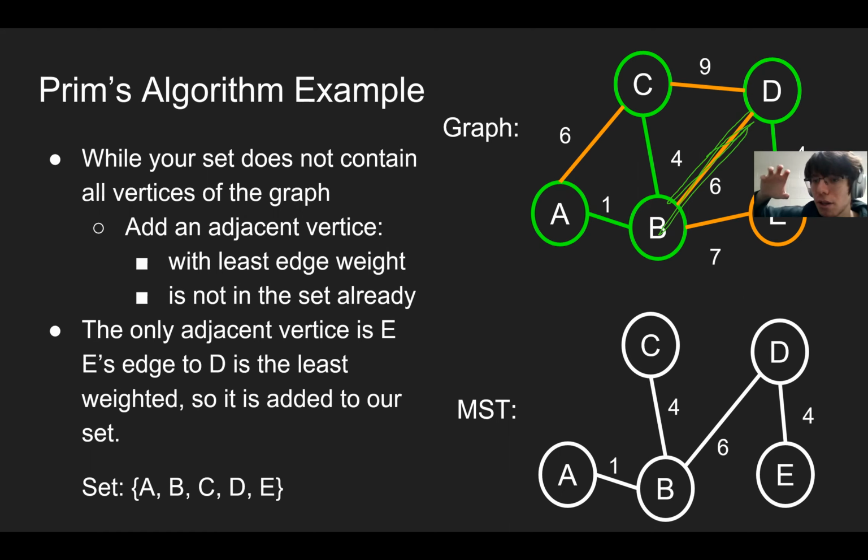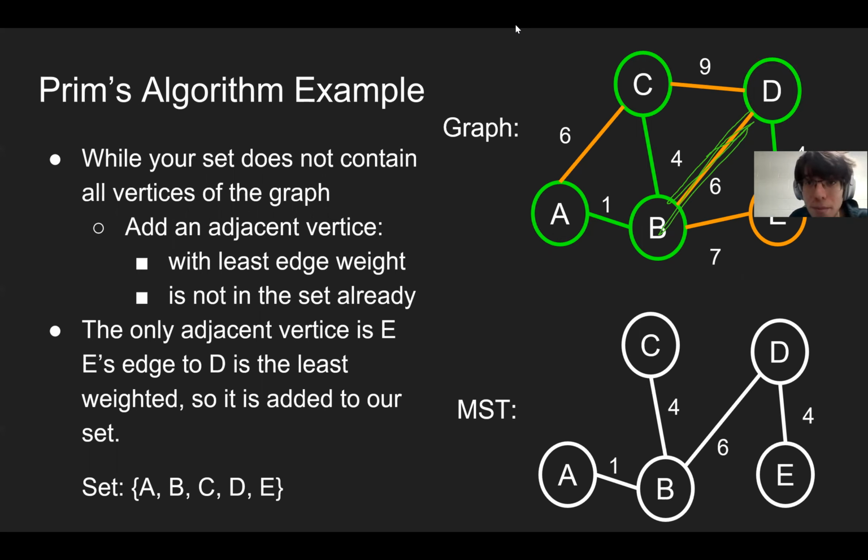Basically, you start at a random node at the beginning, and then at each pass, you're just choosing the smallest edge weight which connects something you've seen before and something you haven't seen before, like something part of your set and something not part of your set, until everything is part of your set. When it is, you have a minimum spanning tree.